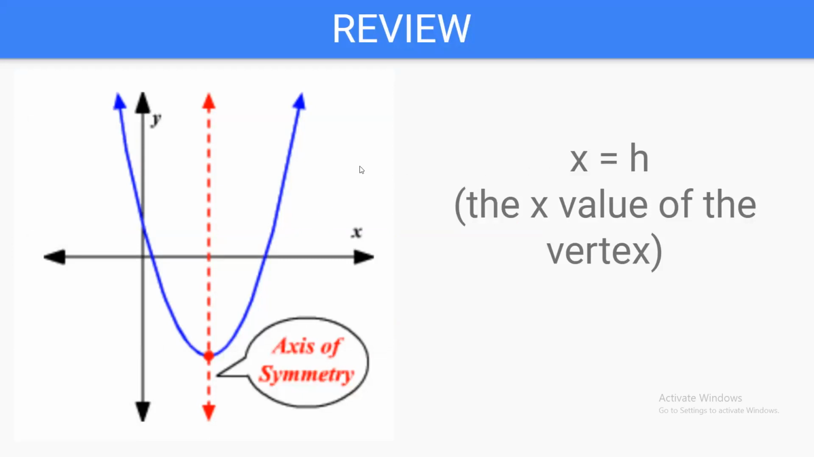Remember that the axis of symmetry is the vertical line that passes through the vertex of your parabola. That vertex is that red point down there. And it's always going to be x equals h, which is the x value of your vertex.